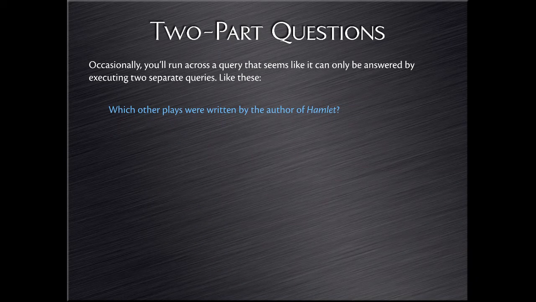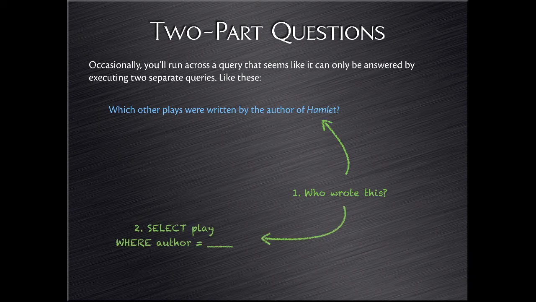Which other plays were written by the author of Hamlet? Well, you might know who wrote Hamlet anyway, but if you had to look this up in the database, you really need to do this as two separate questions. First, you have to figure out who wrote that play. Well, we know it's Shakespeare, but still, if you had to look it up, you have to figure out who that person is. And then once you have that answer, you can ask the second question, which is select all the plays where the author equals, blah, blah, blah, William Shakespeare. And so it's really a kind of a two-part query, right?